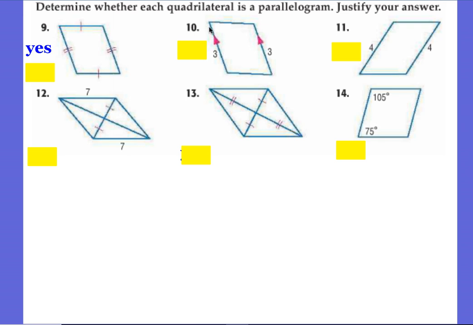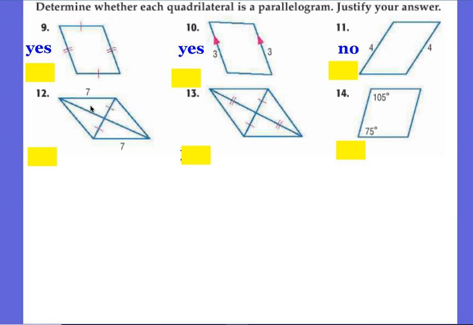parallelogram. In number 10 right here, I see that the one pair of opposite sides is parallel, but that same pair of opposite sides is also the same value of 3. So that's also going to be a parallelogram. In this case, I am shown that one pair of opposite sides is equal to 4 and are congruent to each other. But that's the only information that I've been given. So that's not going to be enough information to show that they are a parallelogram.